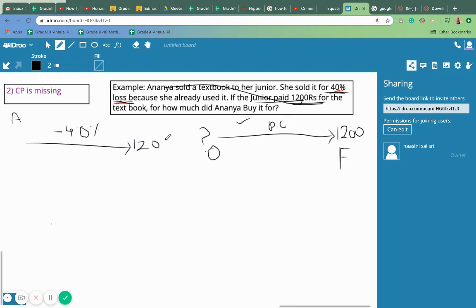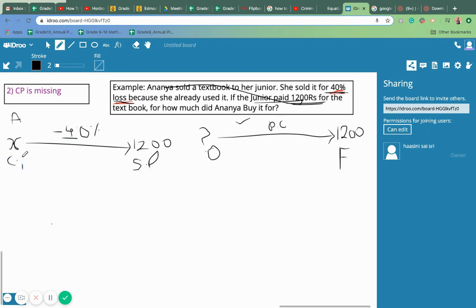So what am I going to do here? Here I'm going to see that okay, the cost price is missing because they are asking how much did Ananya buy it for, right? So I'm going to write X. I don't know the CP. So this is my selling price, this is my loss percentage, and this is my cost price.